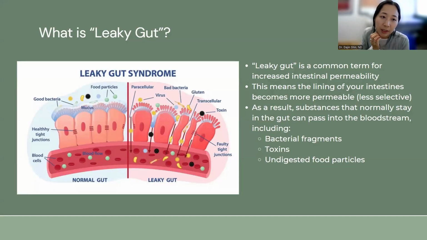So leaky gut is something that we hear a lot these days, and leaky gut is a common term for increased intestinal permeability. Basically, the gut lining becomes less selective, allowing things like bacterial fragments, toxins, and undigested food particles to pass into the bloodstream. It's important to clarify that increased permeability is a real measurable process, but leaky gut syndrome itself isn't a formal medical diagnosis. It's better understood as one piece of a larger picture rather than a standalone condition.